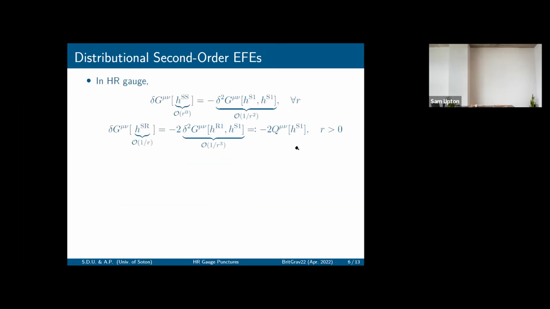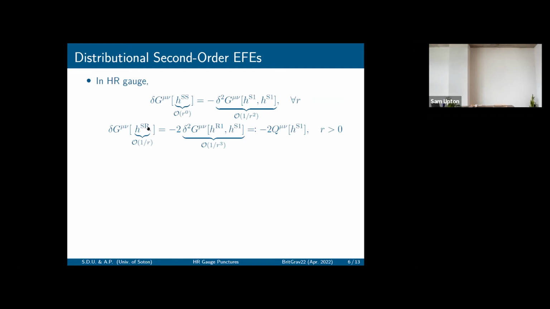So how does the highly regular gauge fix this? Well, the hSS term goes like r to the 0. Because hSS is constructed of singular times singular pieces, it has to be sourced by this term. So d2G hS1, hS1 has to go like 1 over r squared, purely because of the form of hSS. So this is integrable. It's valid across the full domain of the space-time.